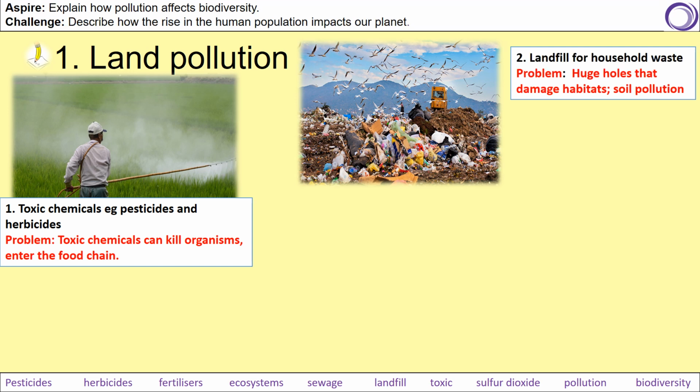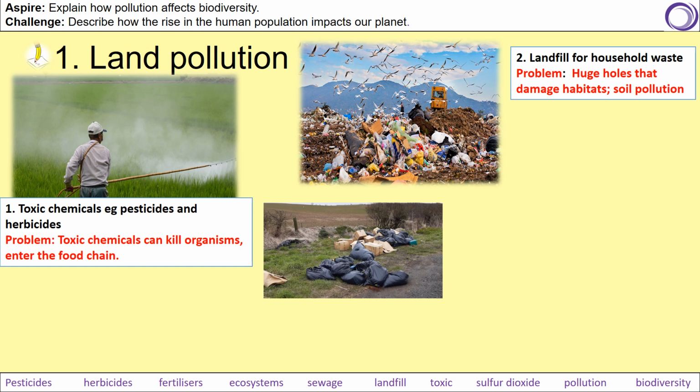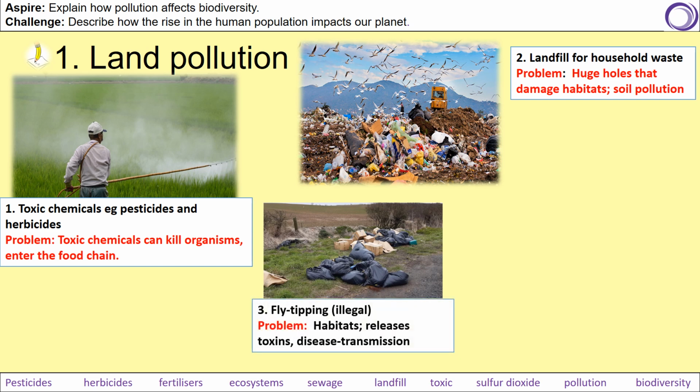A third type of land pollution includes fly tipping. Fly tipping is a process whereby people dump their waste anywhere, and usually onto land that doesn't have a licence to accept it. The big problem with this is that it affects local wildlife and their habitats. There may be some hazardous material there, and because it attracts rodents, there is a chance of disease transmission. Fly tipping is illegal.